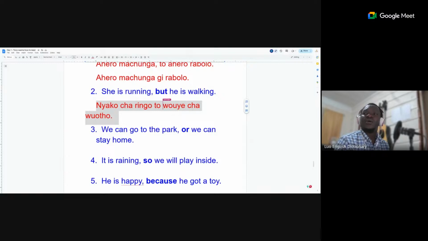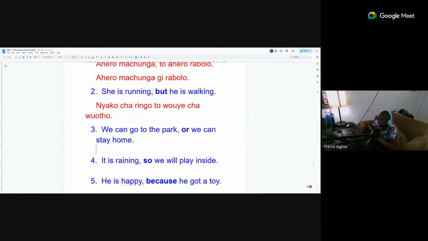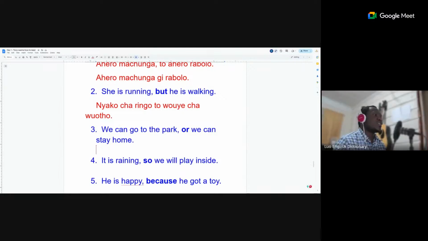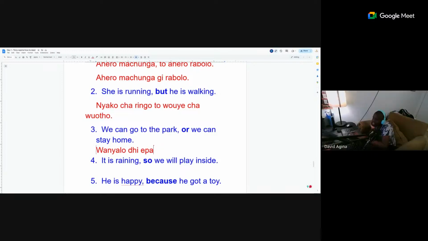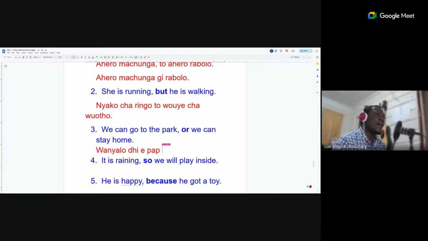Number 3: "We can go to the park or we can stay at home." Wanyalo dhi epap. You have to put a space. Epap. Yes. Wanyalo dhi epap, kata wanyalo dong dala. Wanyalo dong dala.